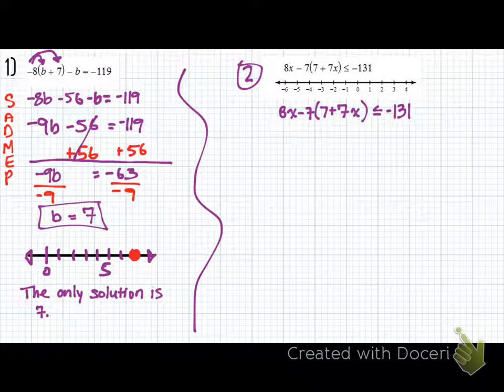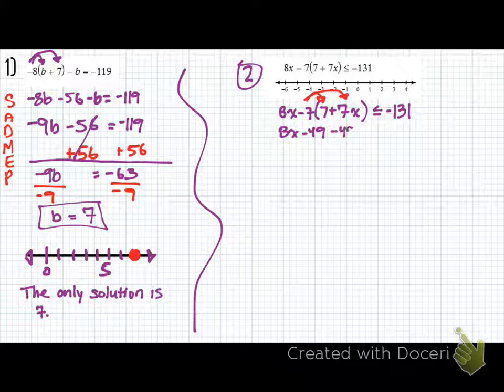So I want to distribute this -7. It's not just 7, it's -7. I'm distributing -7 into both of these terms inside the binomial. So -7 times 7 is going to be -49, and -7 times 7x is -49x. So I got 8x minus 49 minus 49x is less than or equal to -131. Okay, makes sense so far?